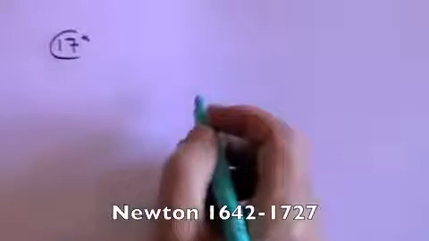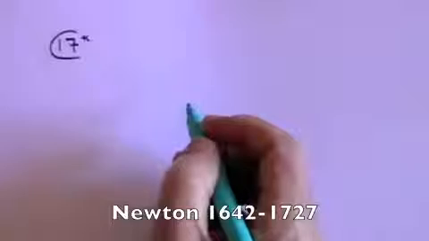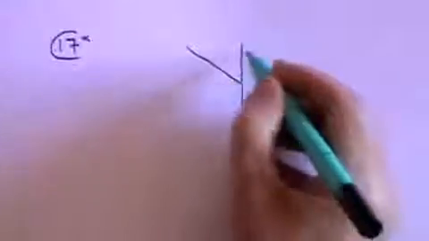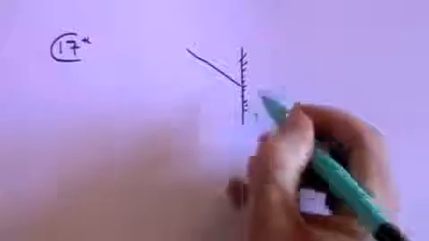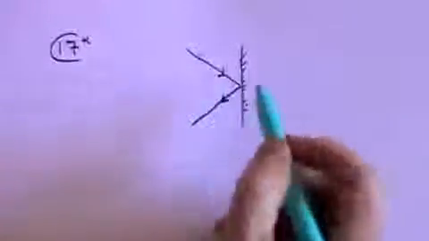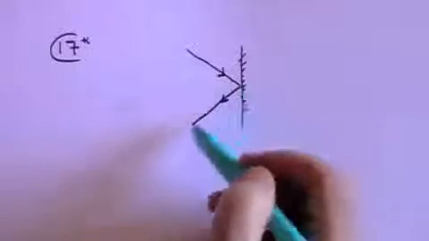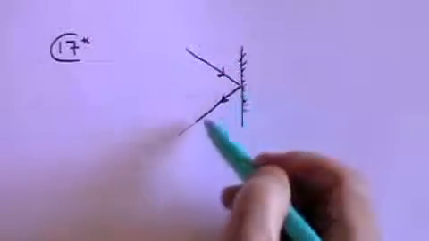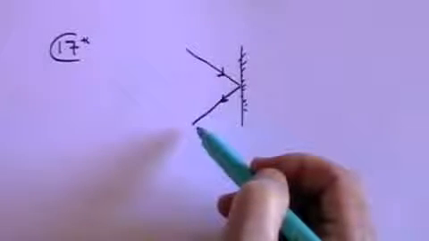Now, Newton said of light that light was made of corpuscles or particles. That, he suggested, was the reason why when you fired light at a mirror, it would reflect or rebound, just as a ball hitting a wall would rebound. So the corpuscles or particles of light rebound when they hit a mirror.